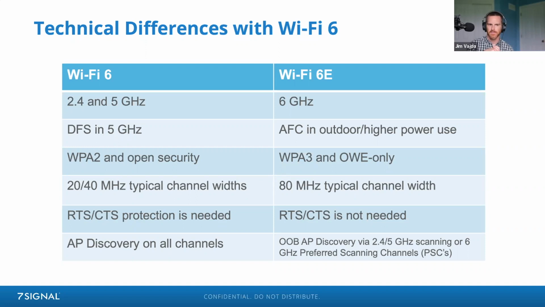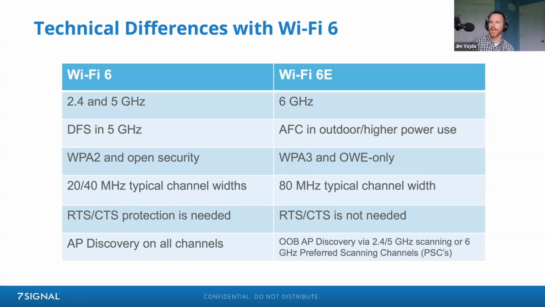Channel widths will typically be larger in Wi-Fi 6E. RTS/CTS protection is no longer needed because we can establish a TXOP from the HE preamble. And then, I didn't talk about this much, but AP discovery in 6 gigahertz is totally new to Wi-Fi. This would be something to keep an eye on in terms of client issues and bugs.